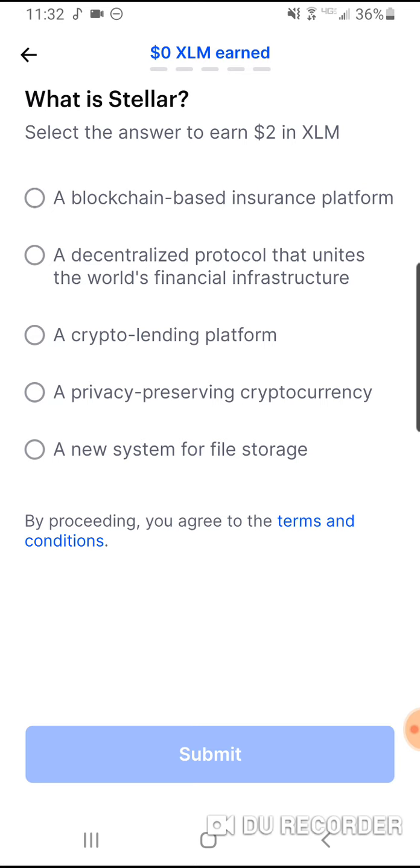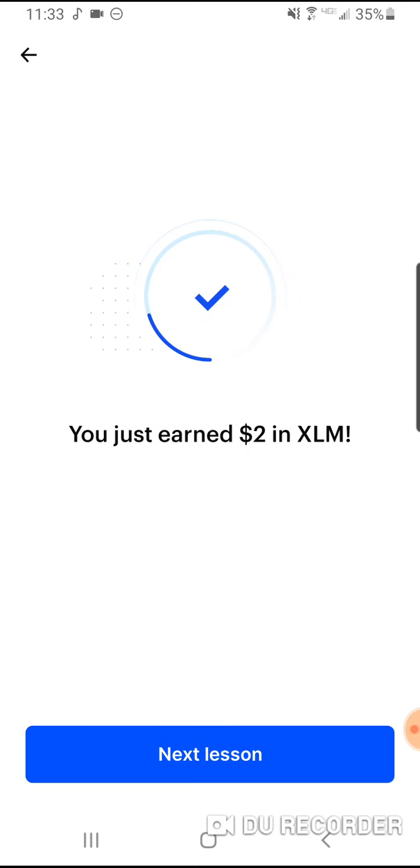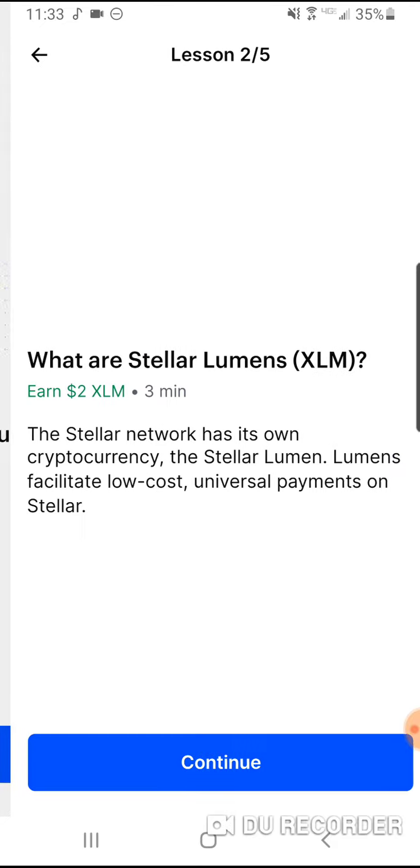Okay. So that was just an audio of learning what is Stellar. So let's try our best to answer this one, because I tried to click continue on what would happen. So what is Stellar? So I remember it's a decentralized protocol that unites the world's financial infrastructure. So let's see. Submit. There you go, your $2. So I learned that if you got it wrong, they actually gave me another try a while ago. So it's good that we got it right.